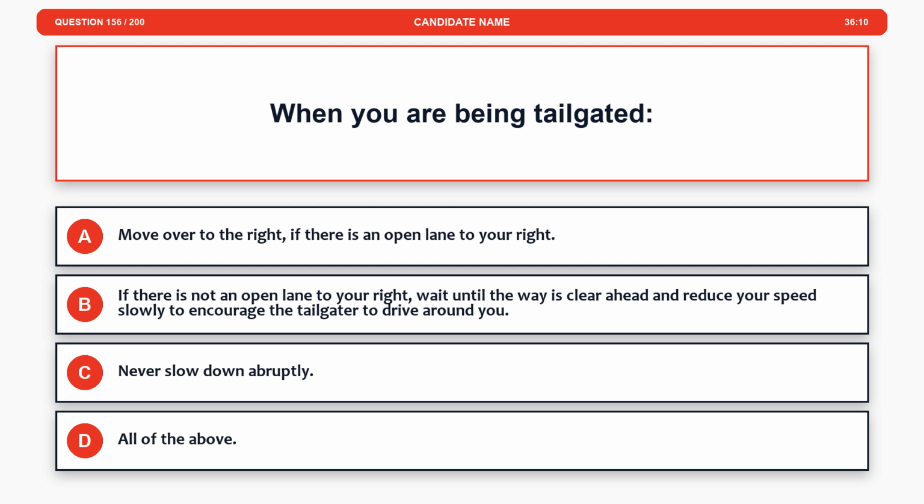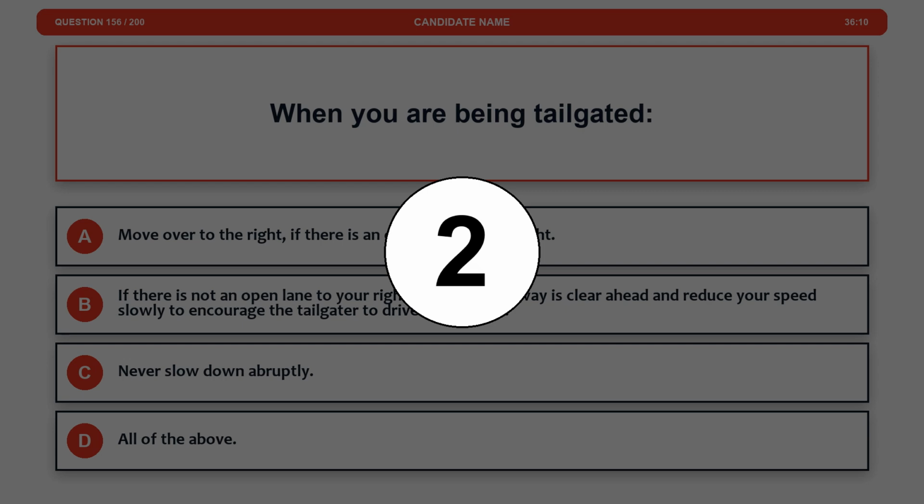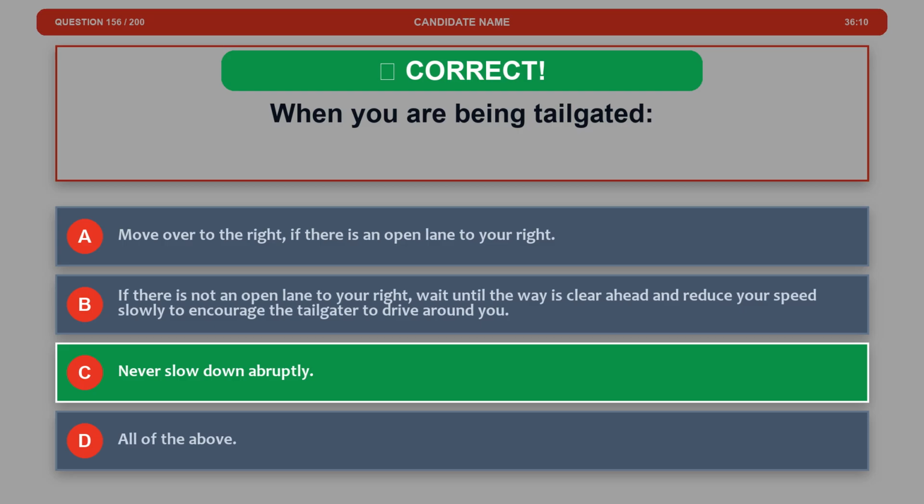Question 156. When you are being tailgated, option A, move over to the right if there is an open lane to your right. Option B, if there is not an open lane to your right, wait until the way is clear ahead and reduce your speed slowly to encourage the tailgater to drive around you. Option C, never slow down abruptly. Option D, all of the above. The correct answer is option C, never slow down abruptly.